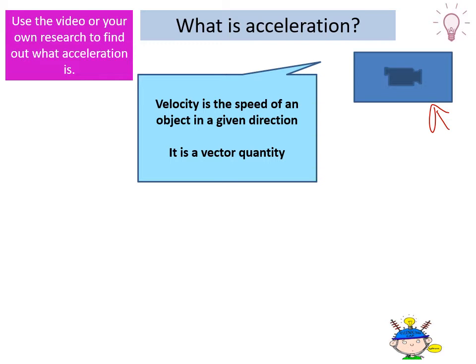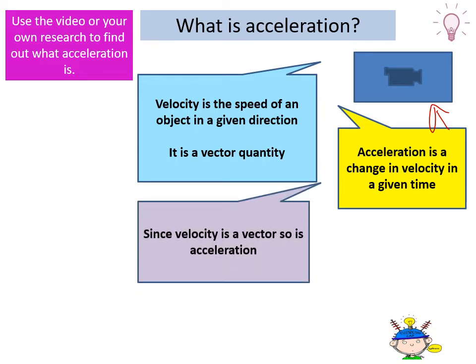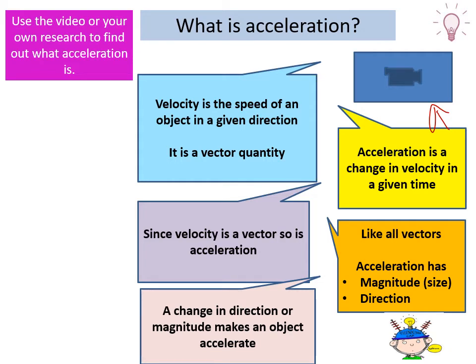Okay, so hopefully you did that. And we know already that velocity is speed of an object in a given direction. We taught you that in the last home learning, and it's a vector quantity. So acceleration is the change in velocity in a given time. So that means it's also a vector, because velocity is a vector, so is acceleration. So how much does velocity change in a certain time? That's what we're looking for now. And acceleration has magnitude and direction. A change in direction or magnitude makes the object accelerate. So if something's constantly changing direction, that counts as acceleration as well.